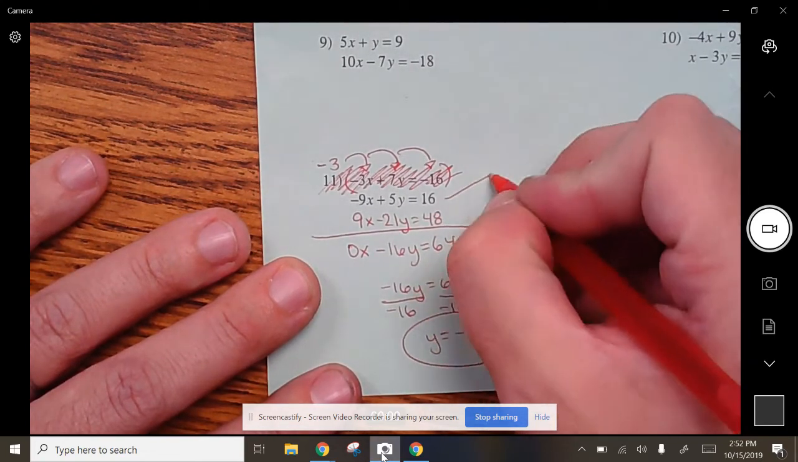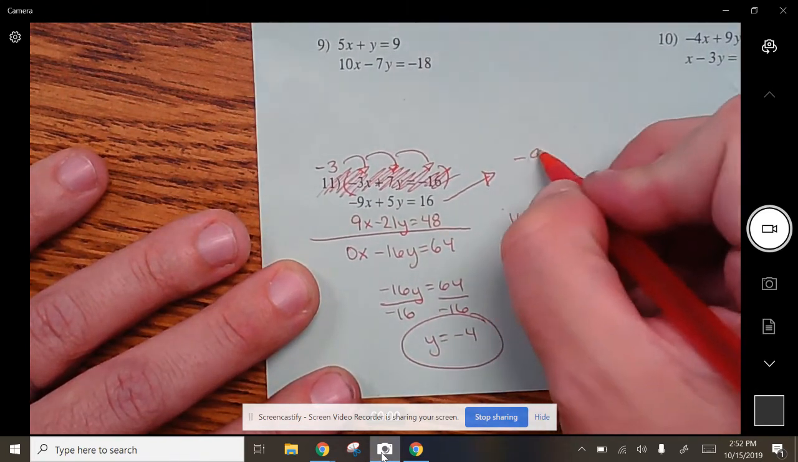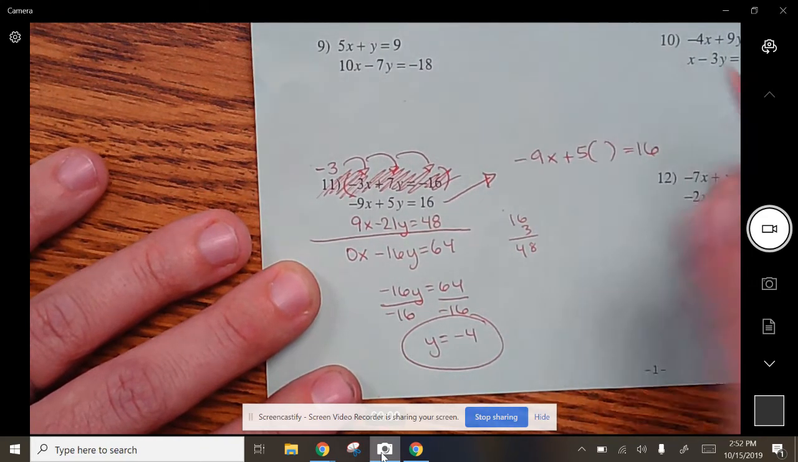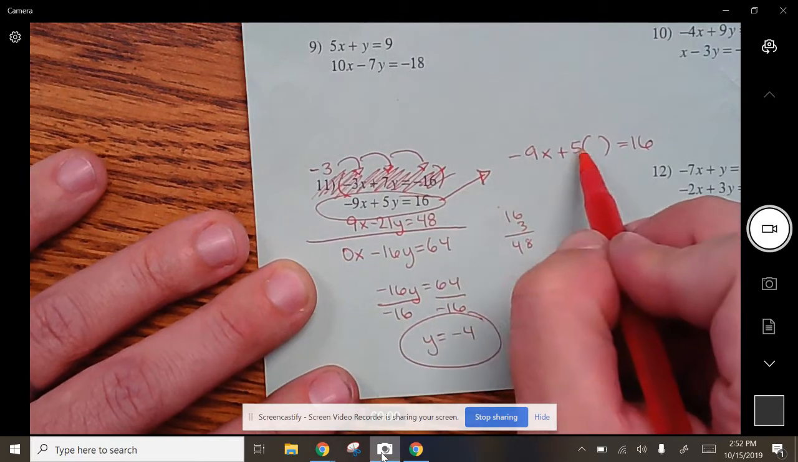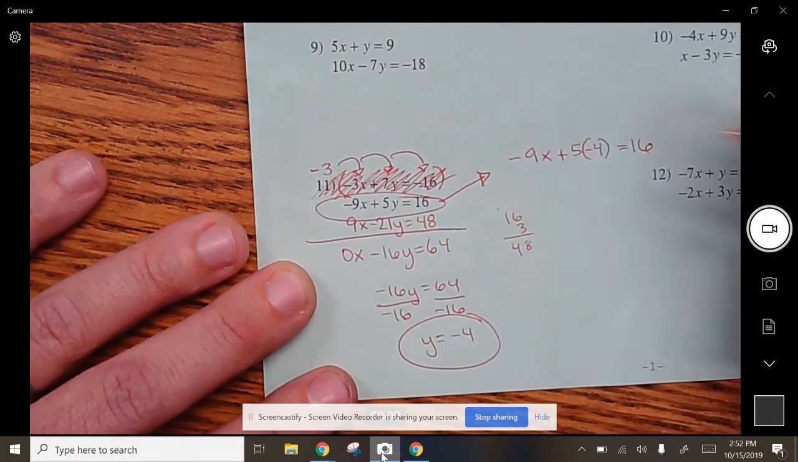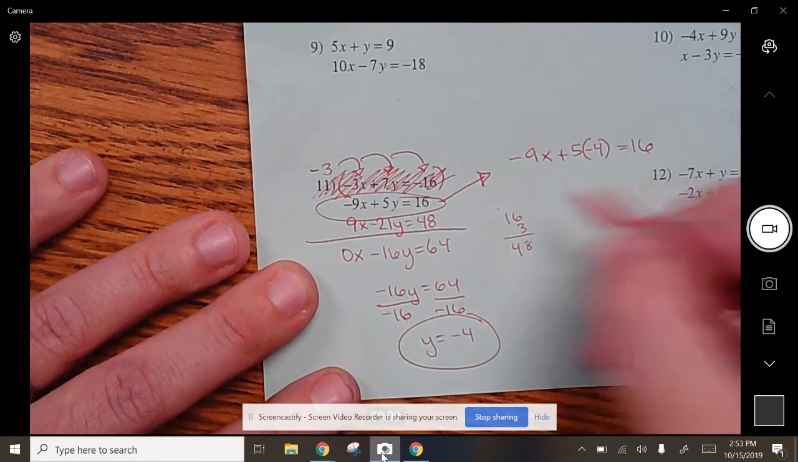I can take either equation. So I'm going to rewrite this one up here. Negative 9x plus 5y. Instead of y, I know what I'm going to put in its spot. So I rewrote this equation over here. And instead of y, I'm going to write negative 4 there. And I'm going to do the math, and I'm going to solve for x.